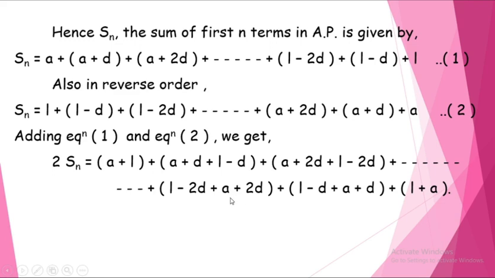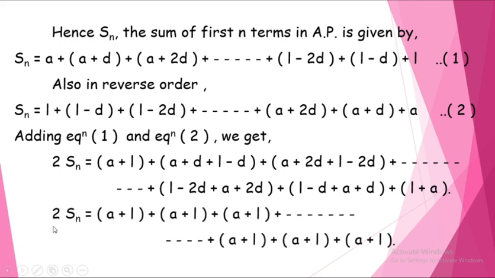Hence in all the terms remaining, 2Sn is equal to L plus A plus L plus A plus L plus A. In this bracket we get L plus A, that can also be written as A plus L. Here also L plus A can be written as A plus L. Here it is L plus A, we can write it as A plus L because of addition. We can rearrange the terms.